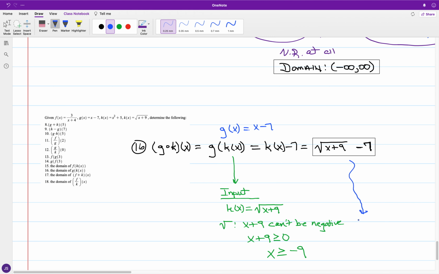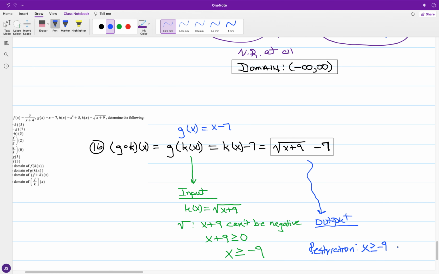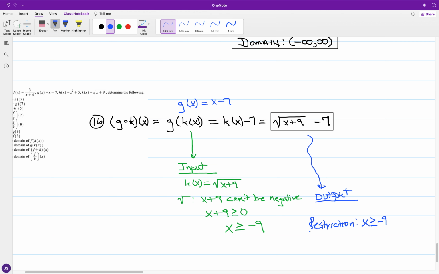So the output, again, because of the square root of x plus 9 and keeping x plus 9 from being negative, you have that restriction. By the input restriction, that is going to be x is greater than or equal to negative 9. So for this composition, the only restriction is going to be that x is greater than or equal to negative 9.